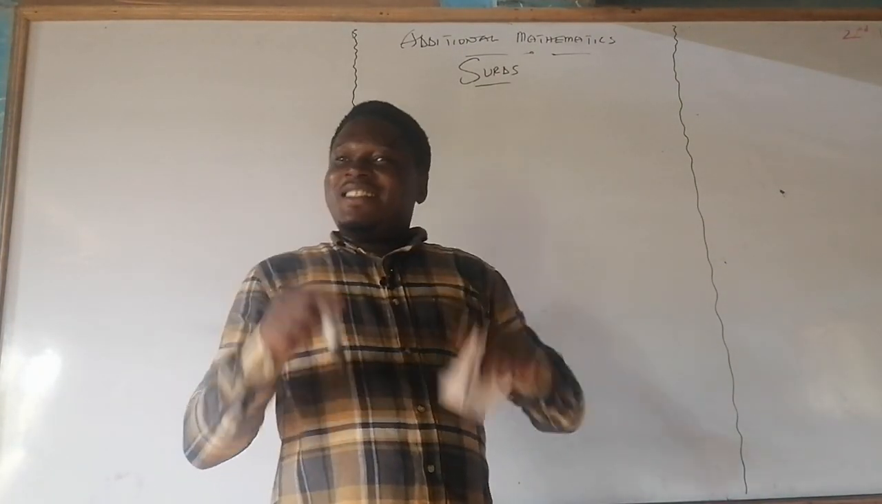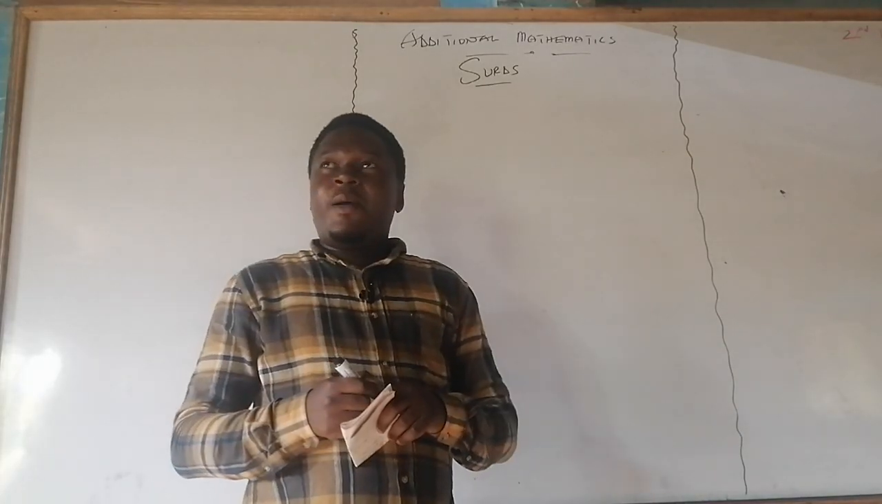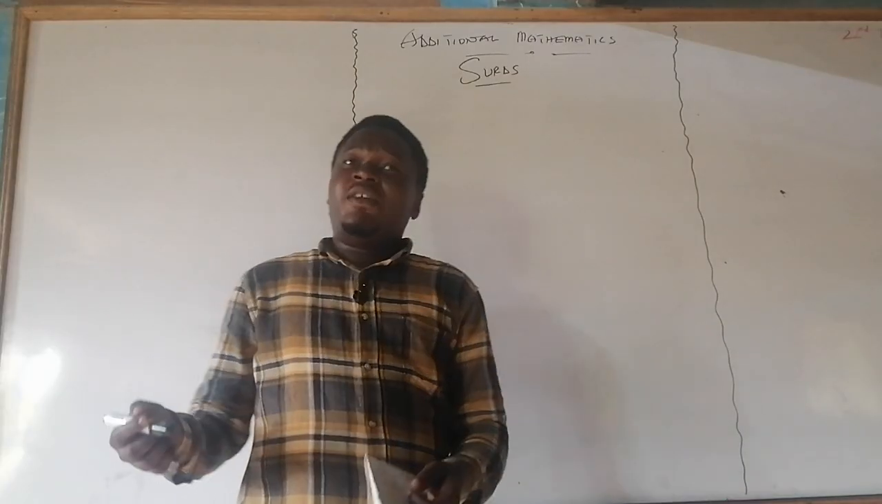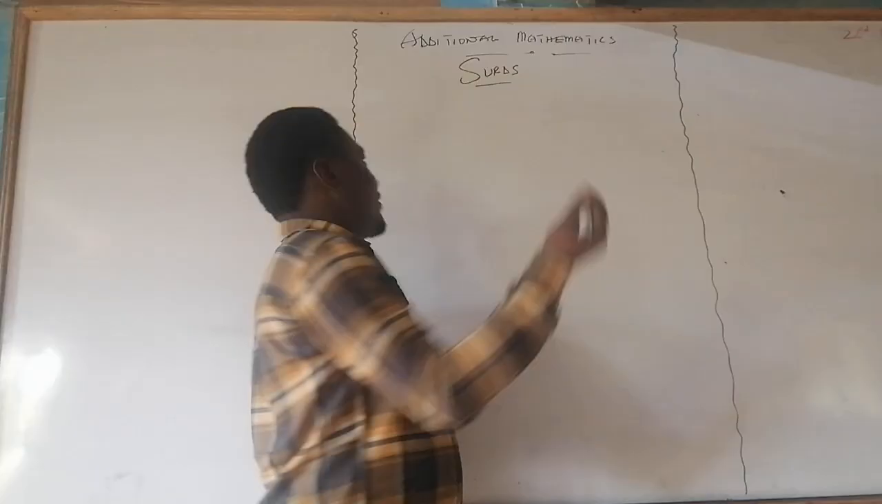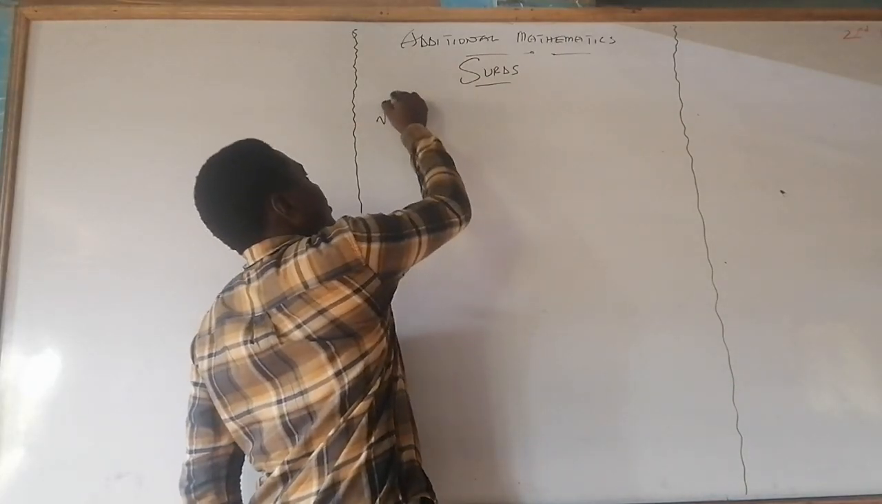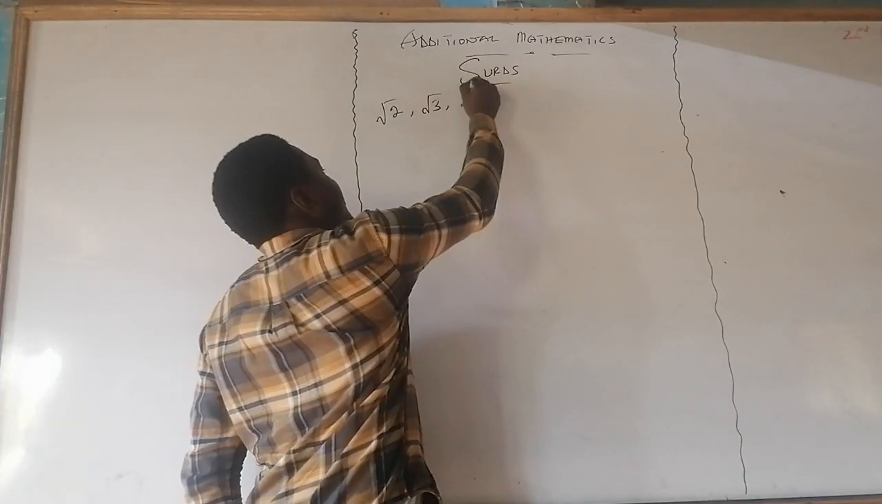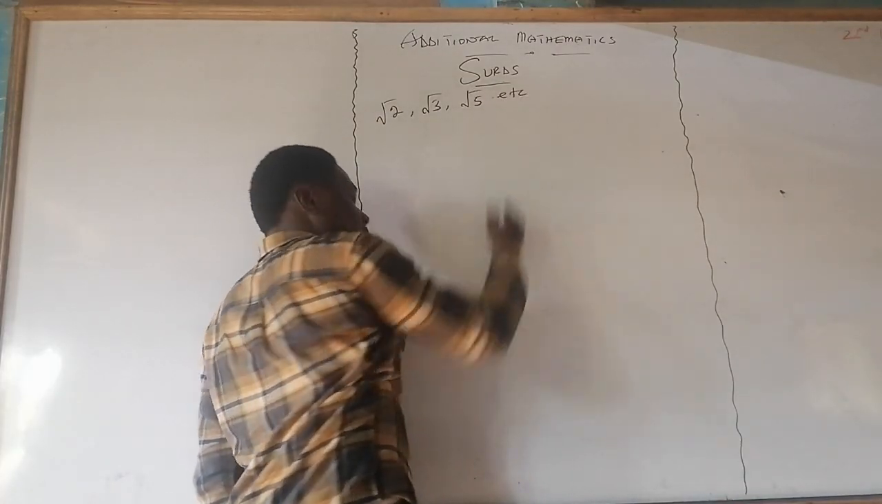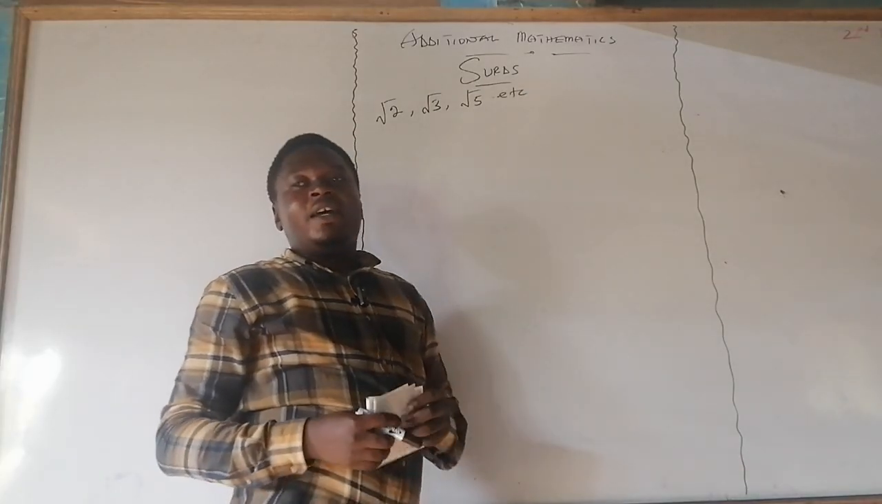Well, in today's lesson, we are going to talk about surds. What are surds? Surds are numbers that are written inside a square root. For instance, you have something like the square root of 2, the square root of 3, the square root of 5, and so on. Anytime you see a number like this, that particular number is a surd.